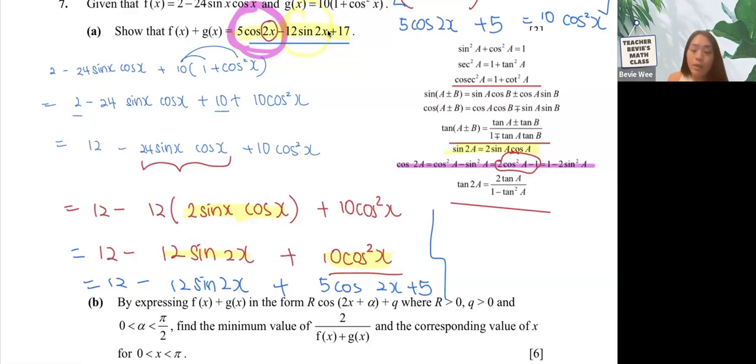From here, how? We can combine the constants already, right? It gives me, putting it in their format, 5 cos 2x minus 12 sine 2x. 12 plus 5 is 17. Shown.